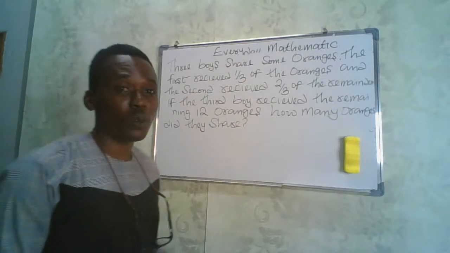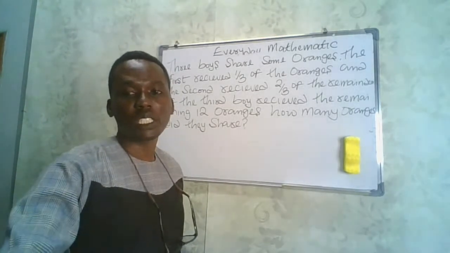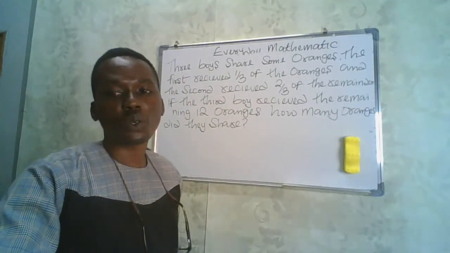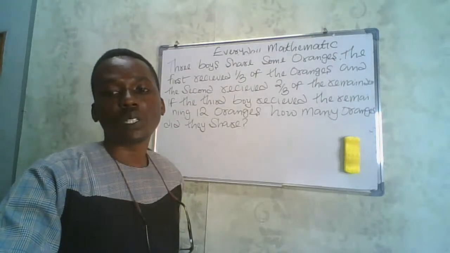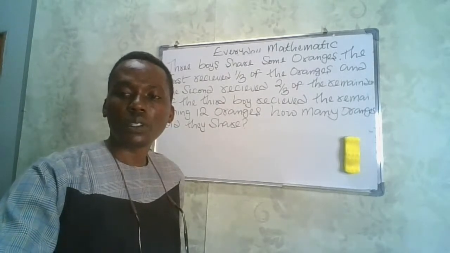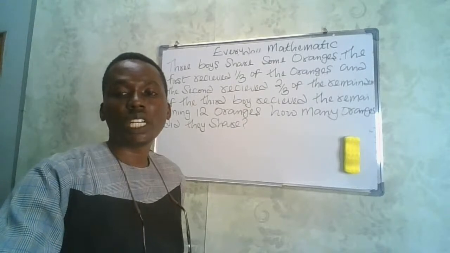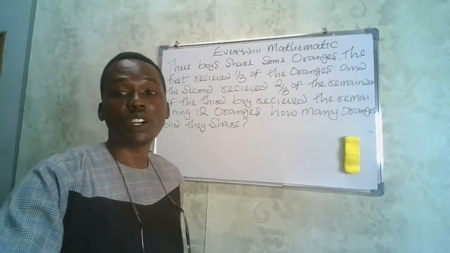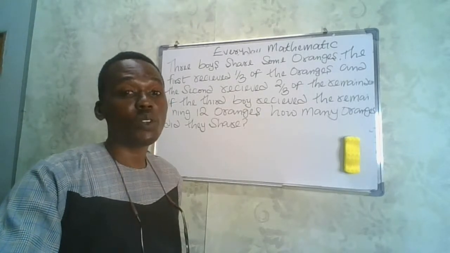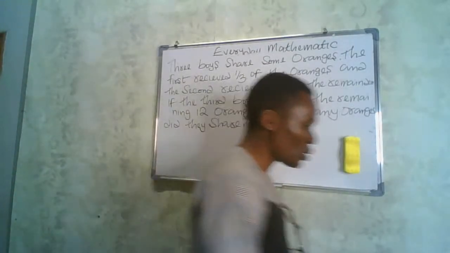Now, this is an interesting question. I want us to quickly solve it and then we round up our discussion for today. 3 boys share oranges. They didn't tell us the amount. The first received 1/3 of the oranges, and the second received 2/3 of the remainder. If the third boy received the remaining 12 oranges, how many oranges did they share? Do you remember that they told us the share of the third boy, that he has 12 oranges? But for the first and the second boy, they only gave us their fractions, right? So how do we solve this question?